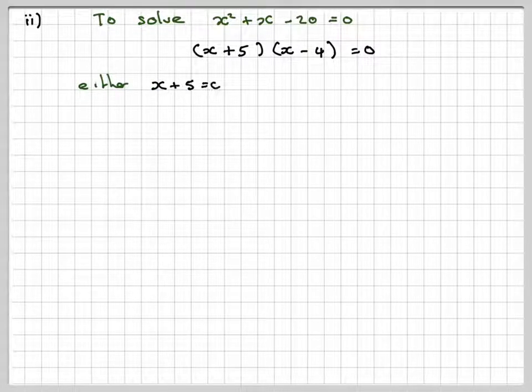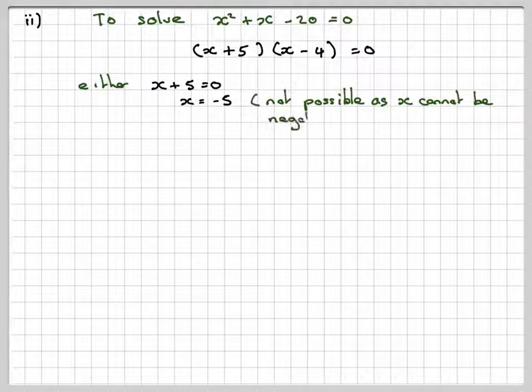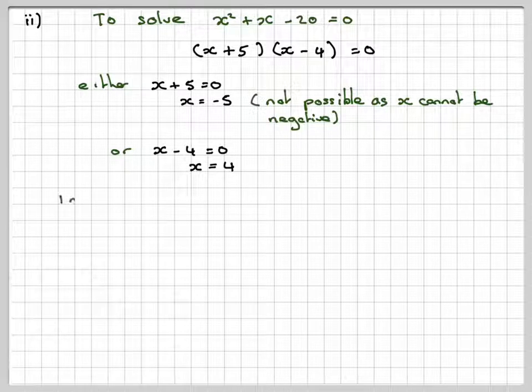So either x plus 5 is equal to 0, which gives that x is minus 5. That's not possible in this situation because we cannot have a negative. x cannot be negative, it represents time. Or x minus 4 is equal to 0, which gives x is 4.